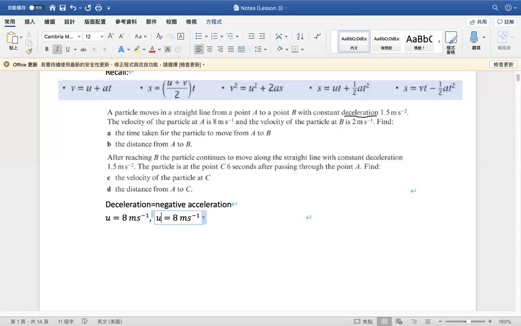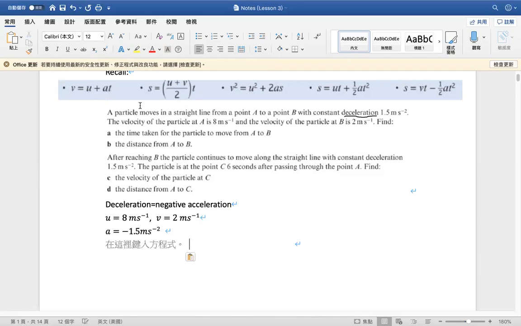So we have v equal to 2 meter per second, and a is negative 1.5 meter per second squared. Which equation should we use? We want time. I think the first equation will be suitable, because we have v, we have u, we have a, and we're looking for time. So now let's apply the first equation.